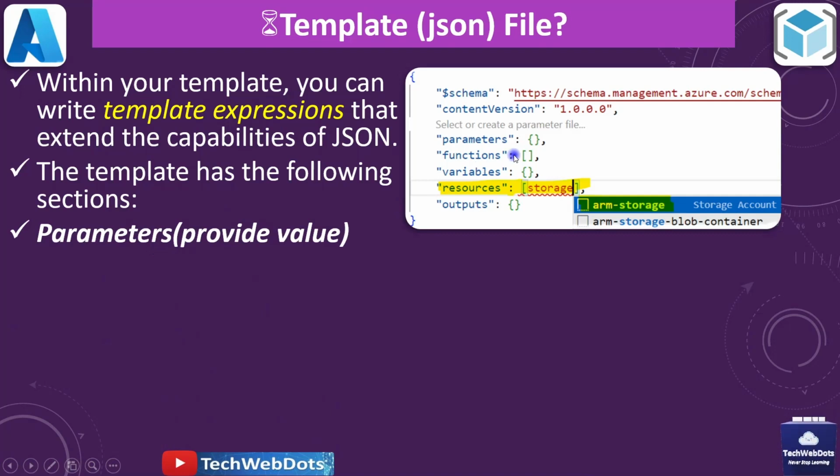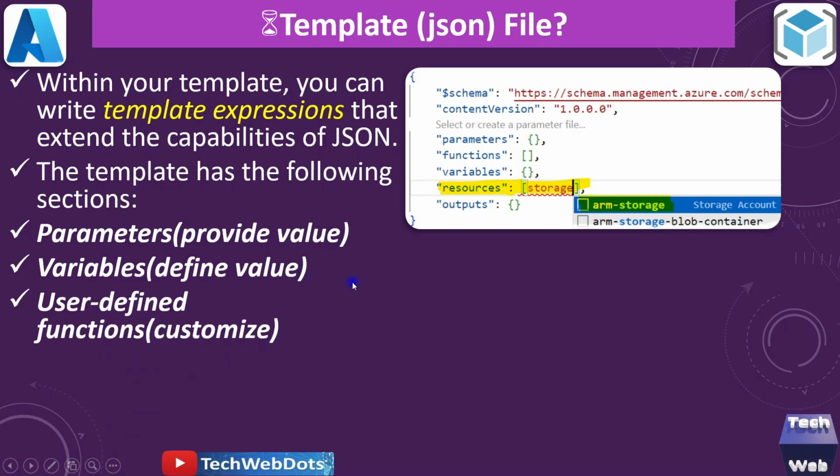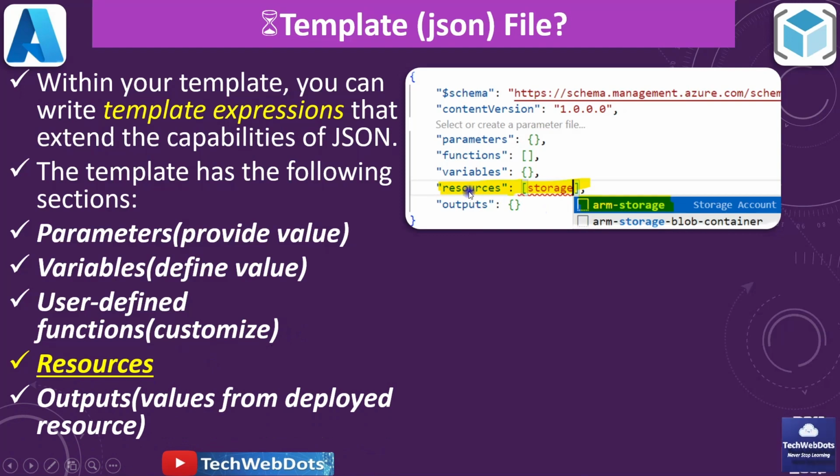What we actually do, in short, is provide values to the parameter. Another one is variables. In variables we specify the values that we want to reuse throughout the template. User defined functions: we can use the existing, inbuilt ones, and we can also create our own as well. And this is the resources section, where we define what resources we want to create with the help of this template. And the last one is output, which returns values from the deployed resources.